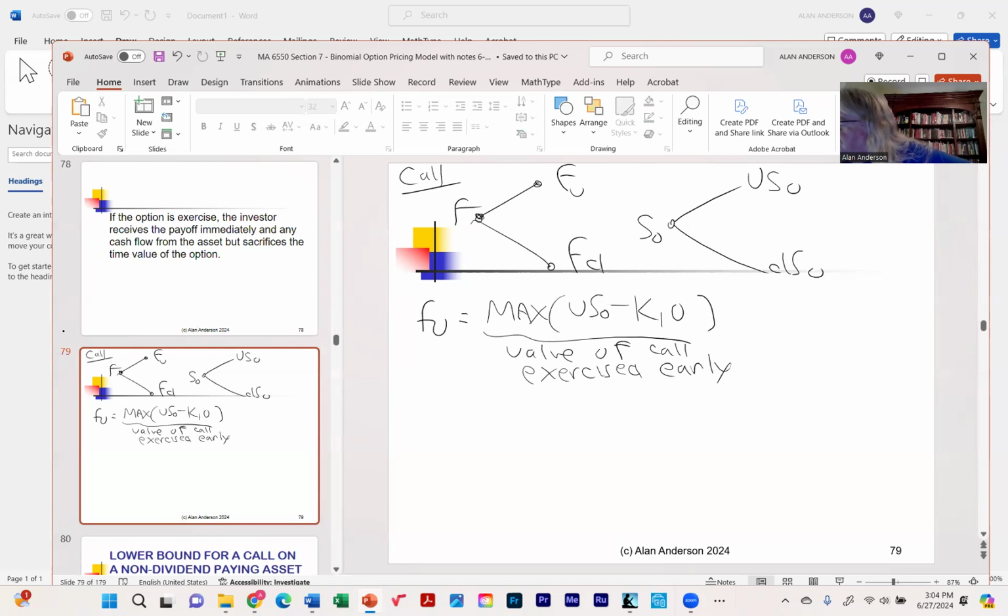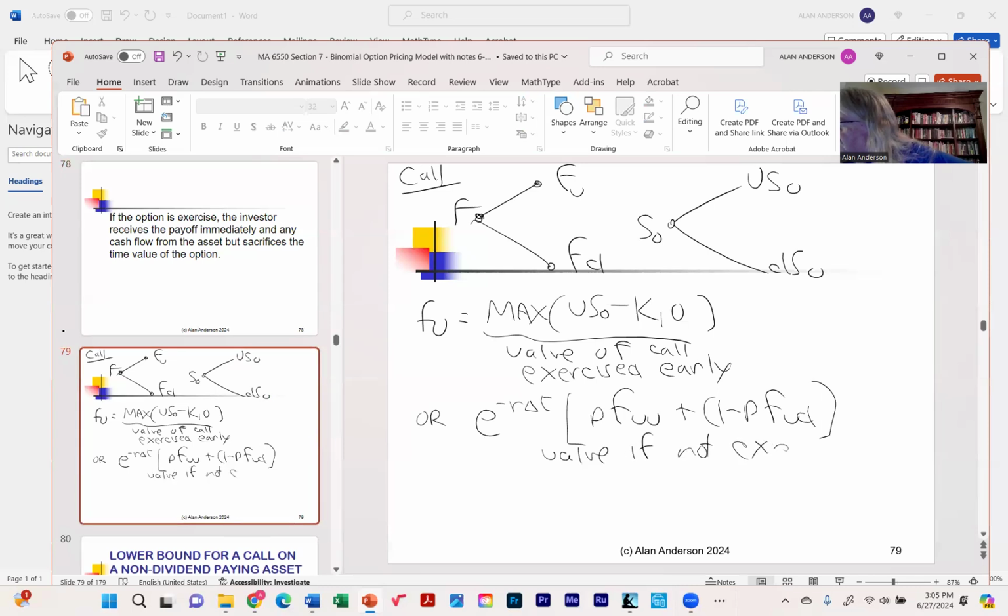And if not, this is what we had earlier with the European model. This is the value if not exercised. So the second one is the one we had with the European model. The first one is new. Suddenly we have the opportunity to possibly exercise the option early. So what we're going to do, of course, is choose the greater of the two.